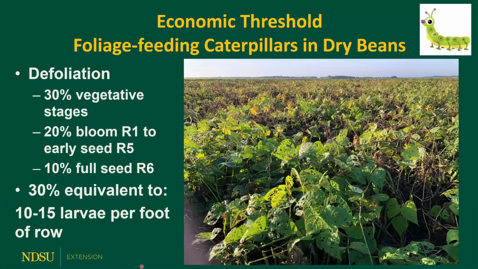So the thresholds that we have established are 30% in the vegetative stage, and as it gets through bloom to early seed, 20%. If they're feeding directly on those pods or the seeds, we need to reduce it down to 10%. And usually 30% is equivalent to 10 to 15 larvae per foot of row.